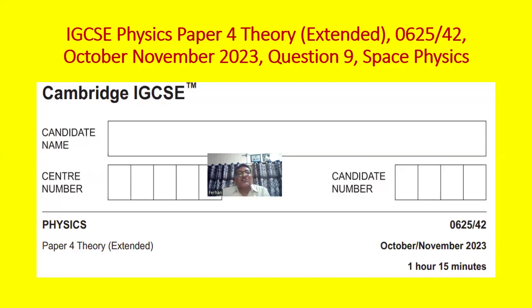Good morning, dear students. My name is Ferhan Mazher, and the subject we are studying today is Cambridge IGCSE Physics. This is extended physics. Today we are attempting paper 4 of this subject. For this purpose, we have selected the October-November 2023 4-2 paper. This paper 4 belongs to zone 2.